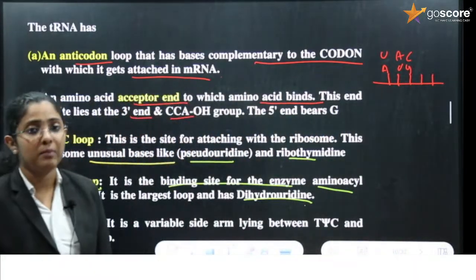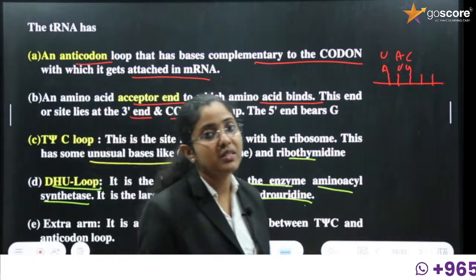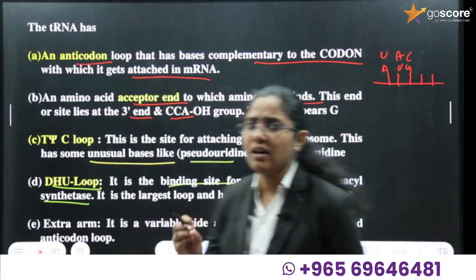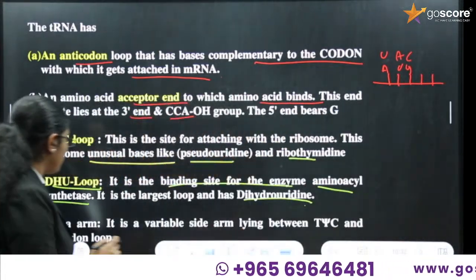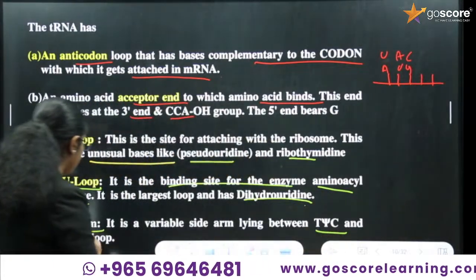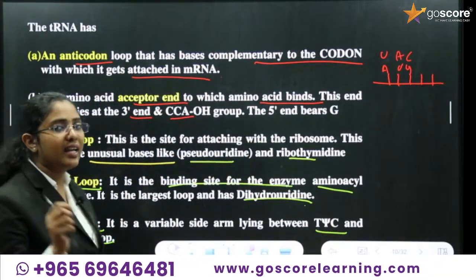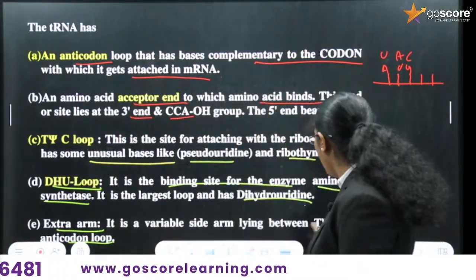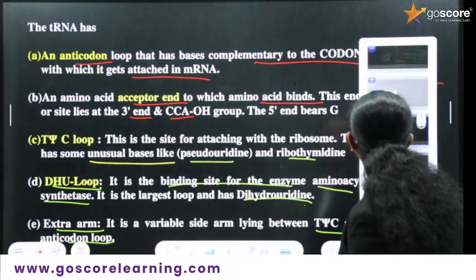It is important for the activation of amino acid, which we are going to study in the steps of translation. There is a small extra arm. I forgot to say about this extra arm. The extra arm is present in between the T-C loop and the anticodon loop. You have to study the location of the extra arm. I have drawn it in the picture.